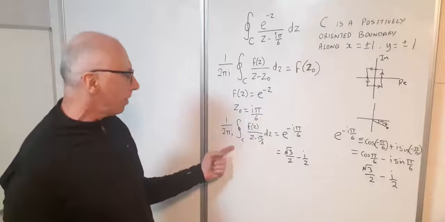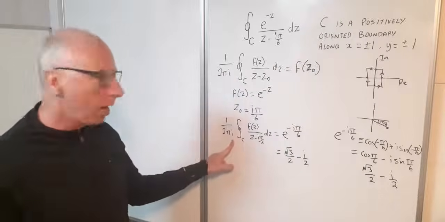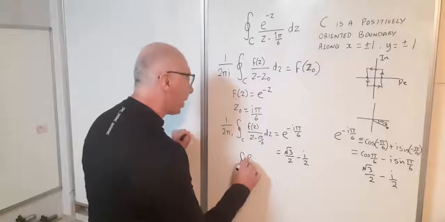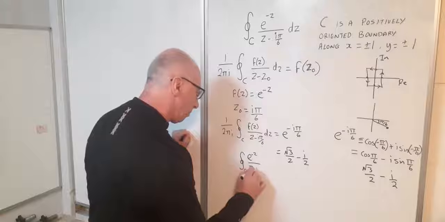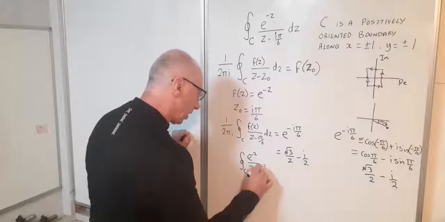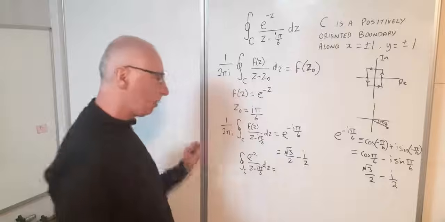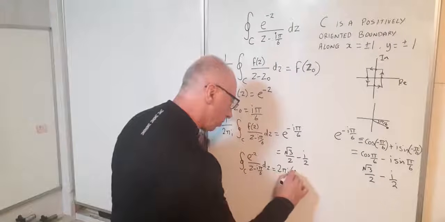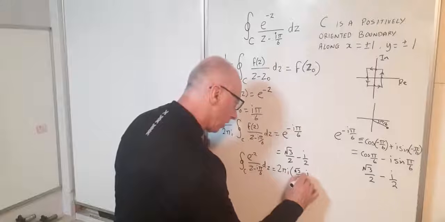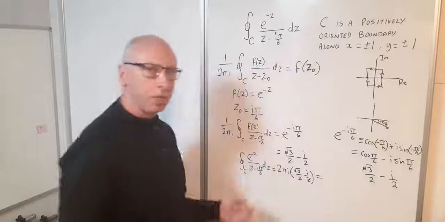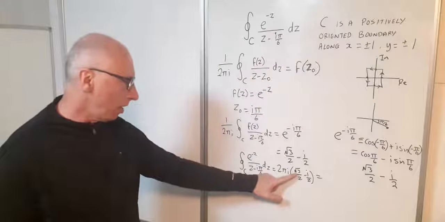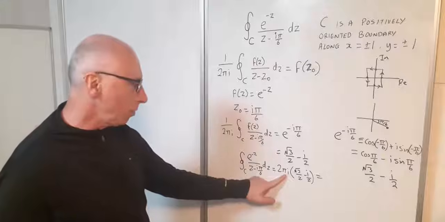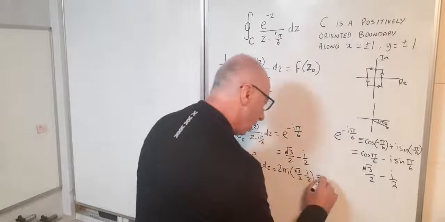And then for our final answer, we have to multiply by 2 pi i. So our integral of e to the minus z over z minus i pi over 6 dz becomes 2 pi i times root 3 over 2 minus i over 2. Let's simplify this. 2 pi i times that, the 2s will cancel out, then I'll have root 3 pi i.